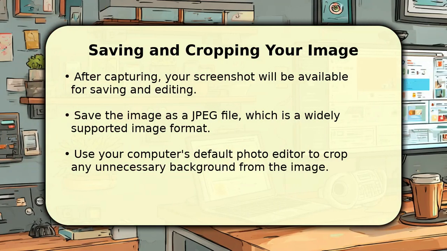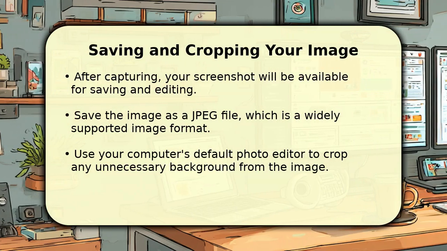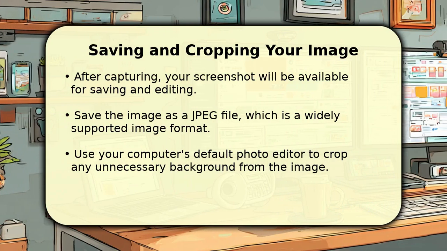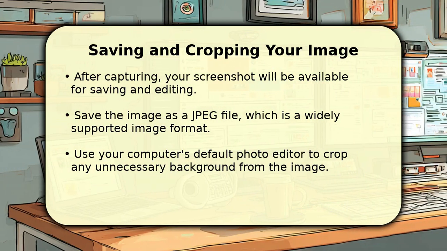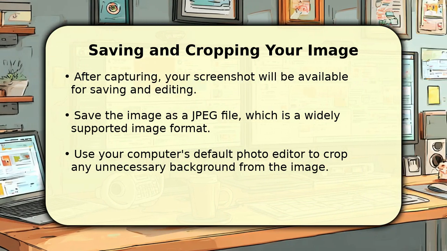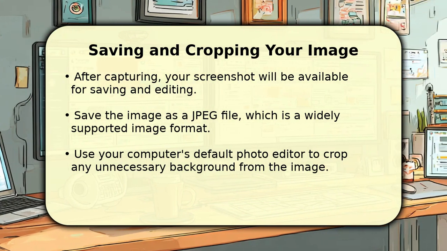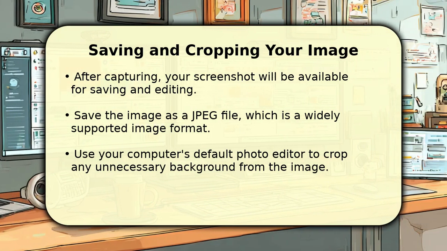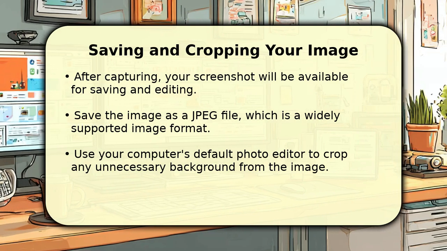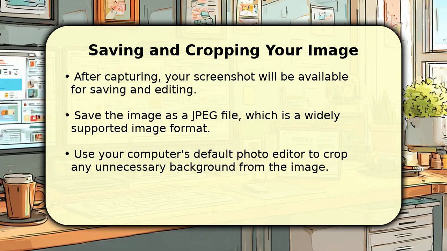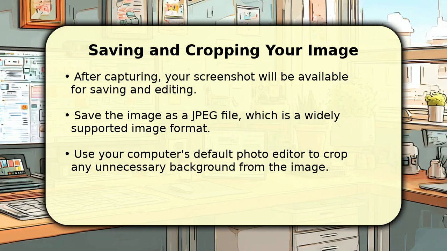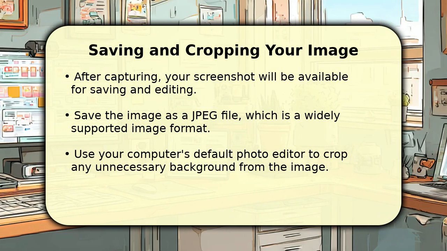Once you have captured your screenshot, it will typically appear as a notification or open directly in an editing window. Immediately save this image, making sure to select JPEG as the file type for broad compatibility. Next, open the saved image in your computer's default photo editor, which is usually pre-installed. Here, you can easily crop out any extraneous desktop elements or surrounding areas, ensuring only your document content remains. This simple refinement creates a clean, professional-looking image.